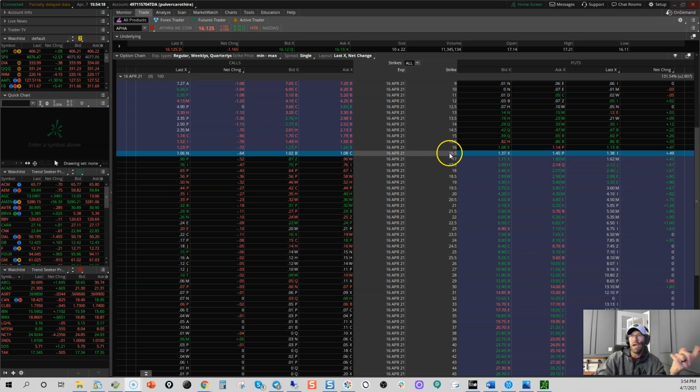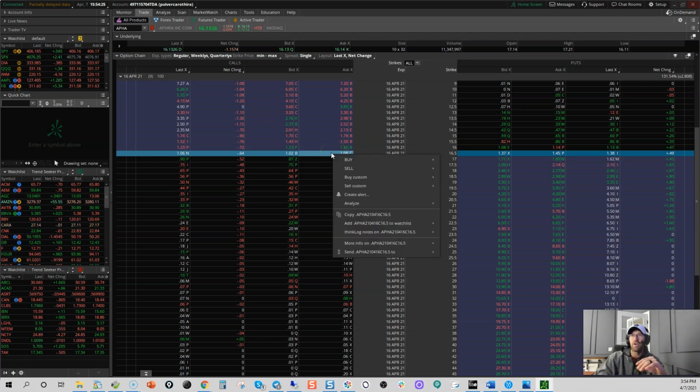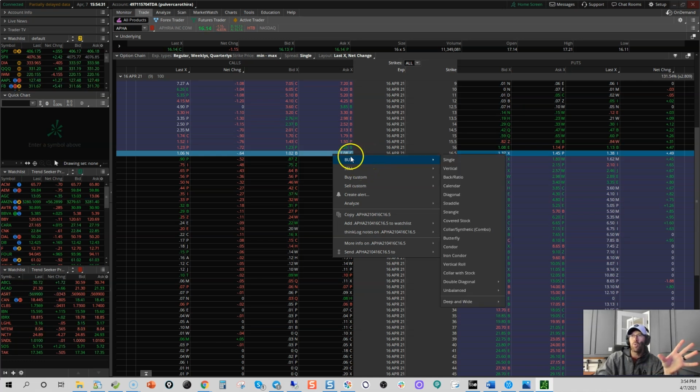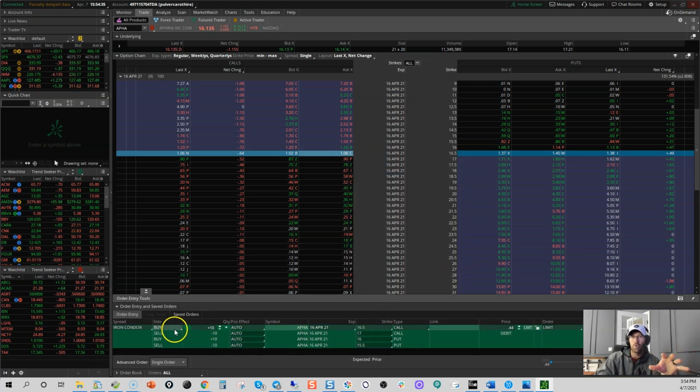We're going to buy the 1650 put, and we're going to sell the $13 put. So if I go ahead and click, this is my option chain. If I right click and I go to sell or buy, see how it has all the strategies? I'm going to go ahead and do a buy for the iron condor. And now it pops up with all of my legs.